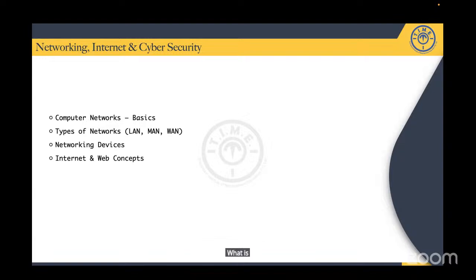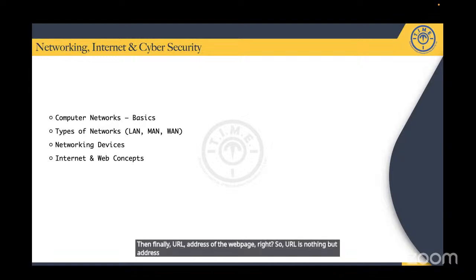What is WAN? It is a wide area network, a network where we can establish a connection from country to country, right? So www is a service running on the internet. It is not equal to the internet. Then finally, URL: the address of the web page. So URL is nothing but the address of the web page.